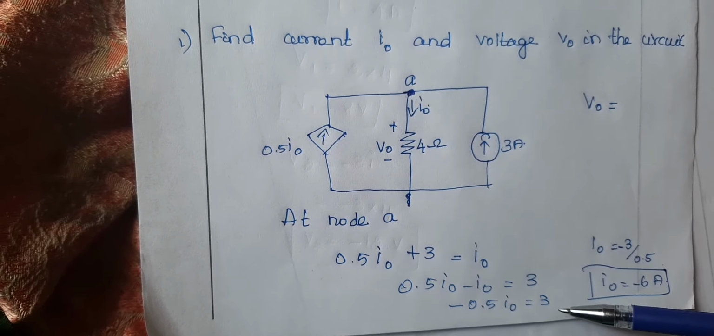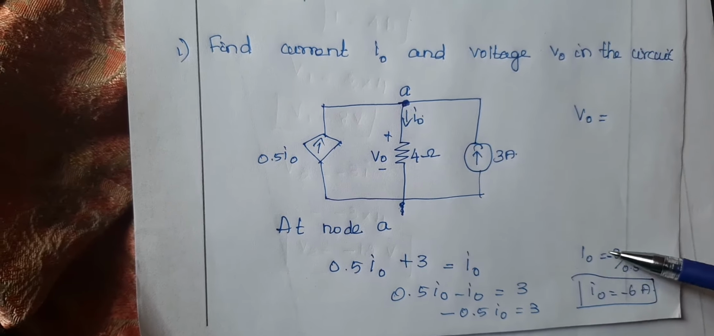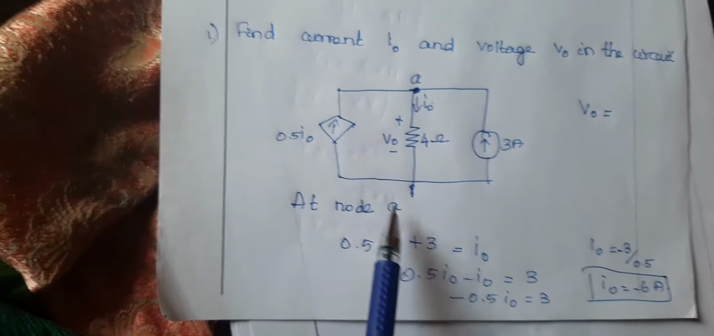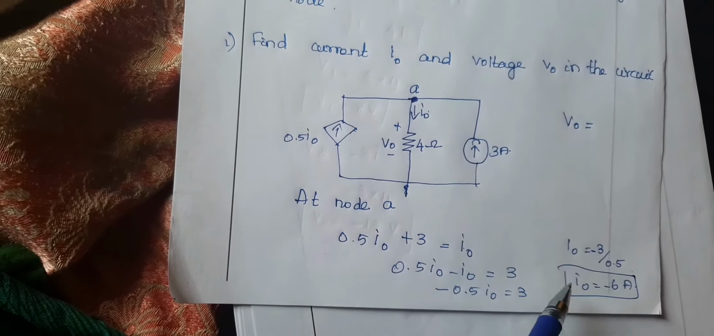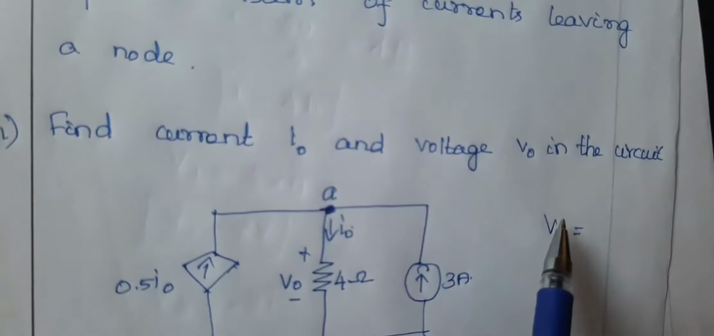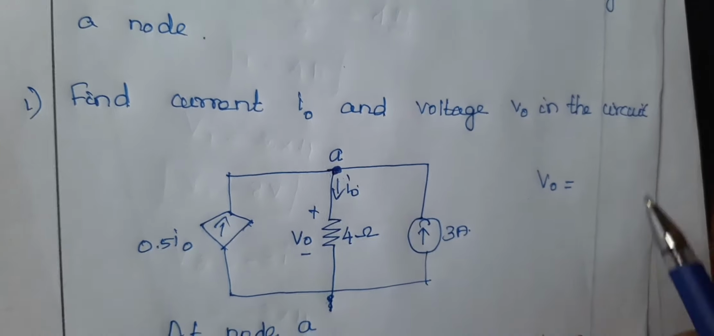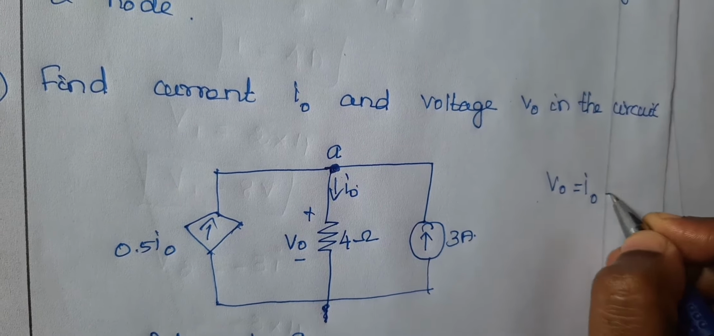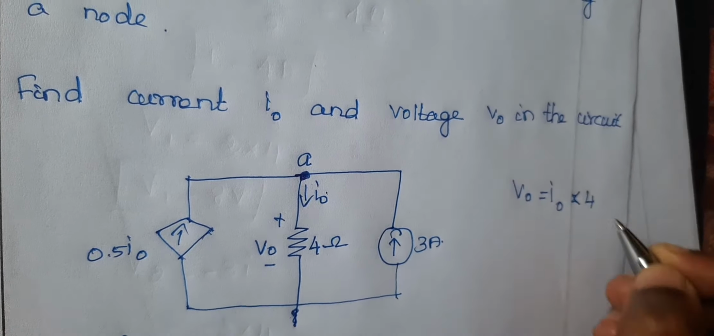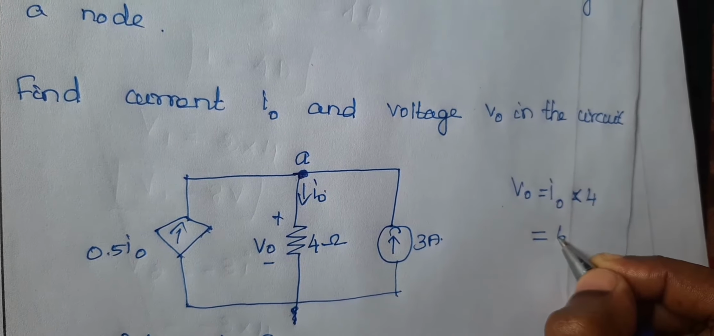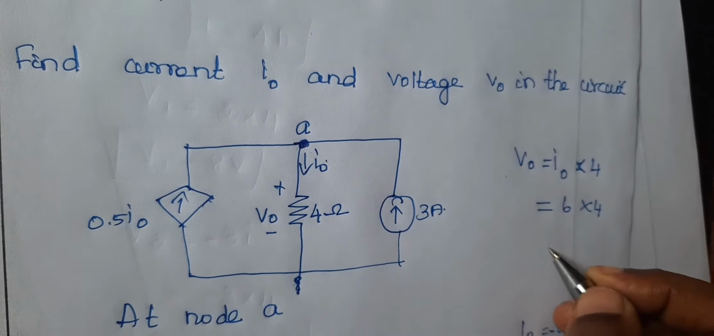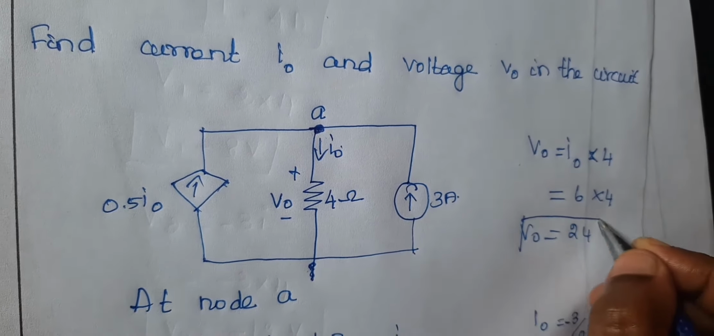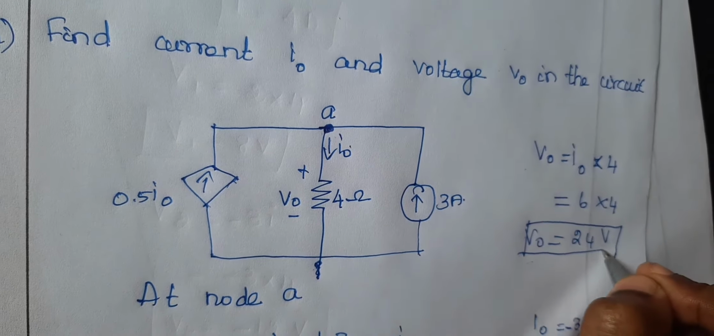Next, we want to find the value of I0. I0 is minus 3 by 0.5, that is minus 6 ampere. So it is a negative value. Next, we want to find the value of V0. V0 is the voltage across the 4 ohm resistor. So V is equal to I into R, that is I0 into 4. What is the I0 value? Minus 6, times 4, is 24 volt. So the answer for V0 is 24 volt and the answer for I0 is minus 6 ampere.